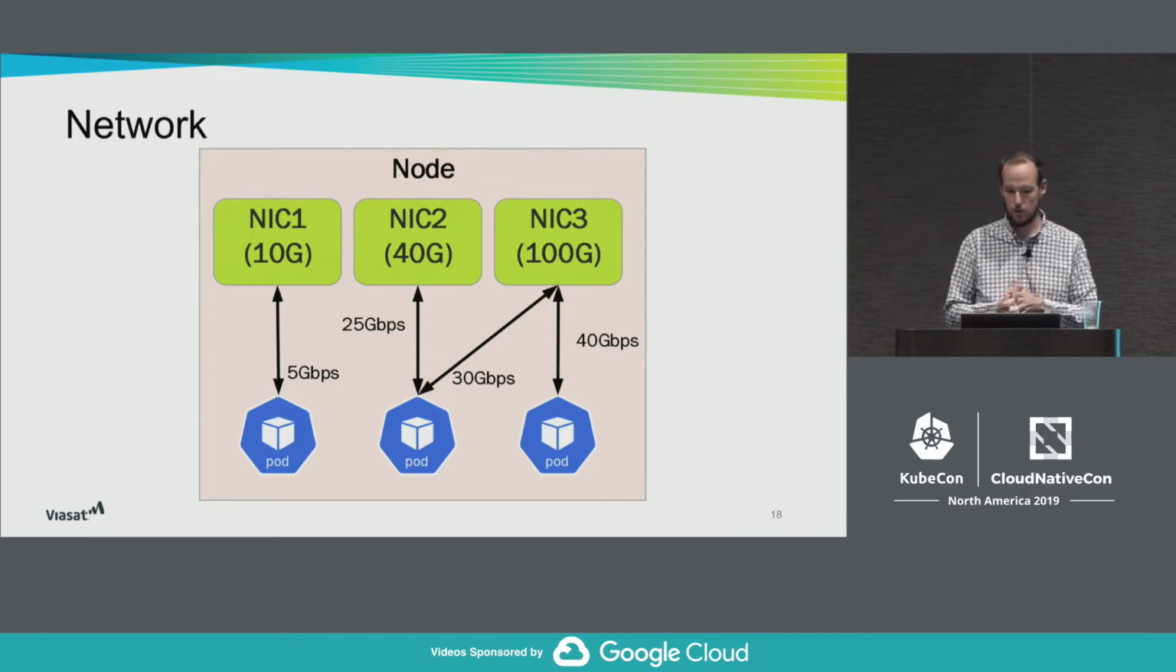And in this case, this node has 3 data plane NICs that these 3 pods could share, but you obviously can't take the pod on the right that needs 40 gigabits per second and tie it to the NIC on the left, which is only a 10 gigabit NIC.